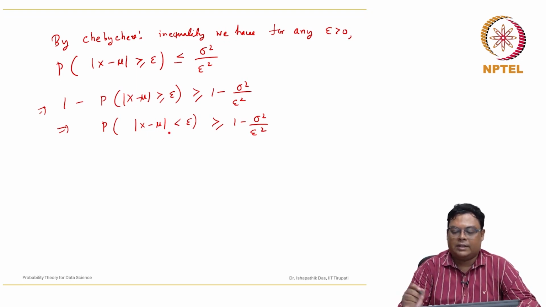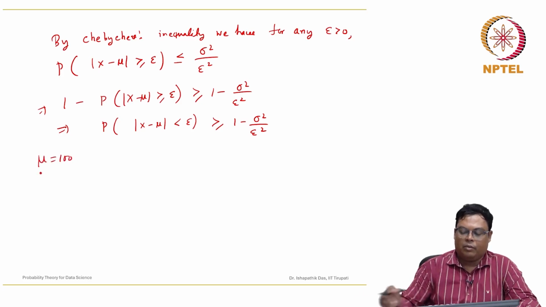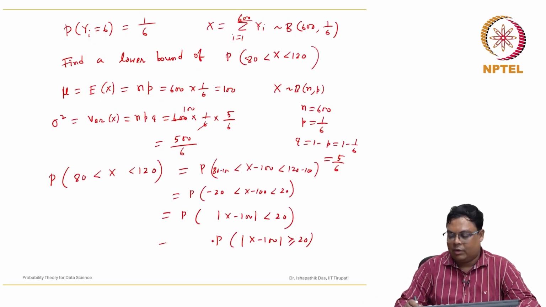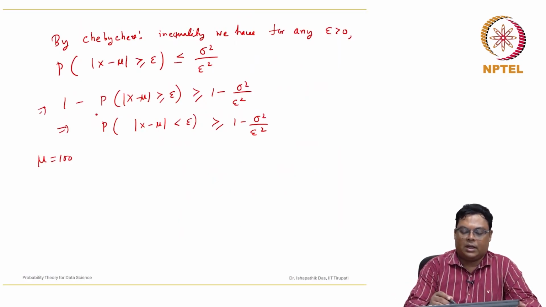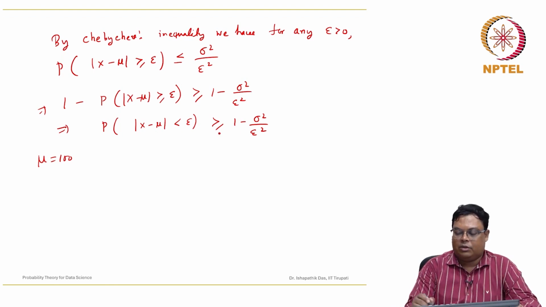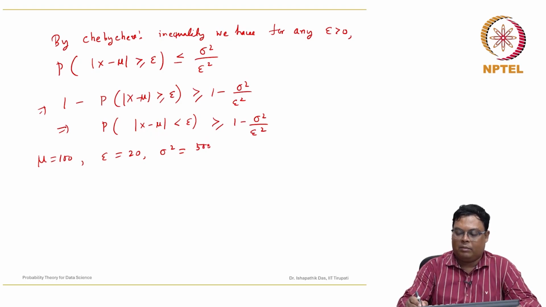Now here you can see that mu is 100, and we can use these things in Chebyshev inequality. This is another way of writing it; we found the upper bound for the complement part, and here we want the probability that the absolute value of x minus 100 is less than 20. So epsilon is 20, and sigma square we know is 500 by 6.